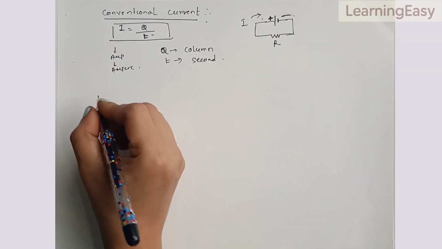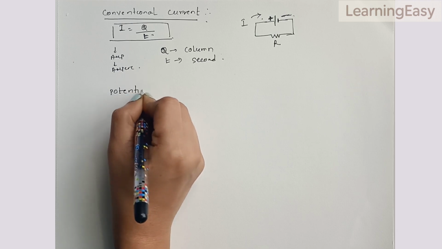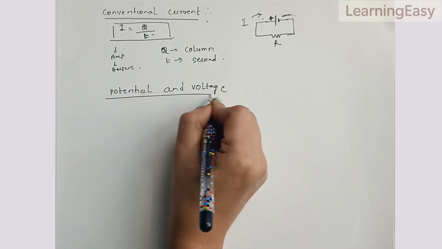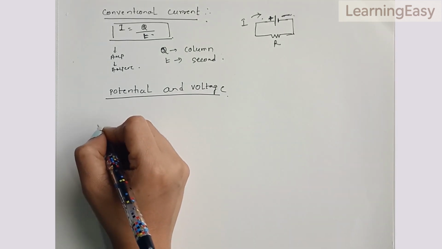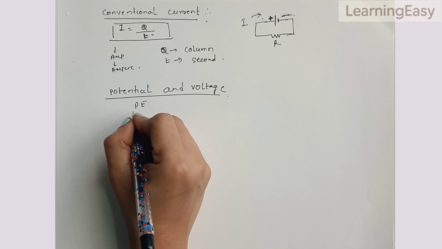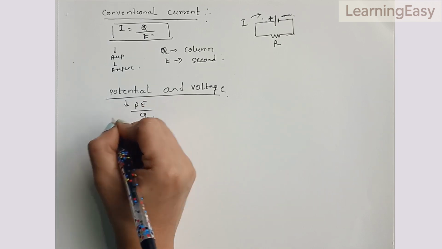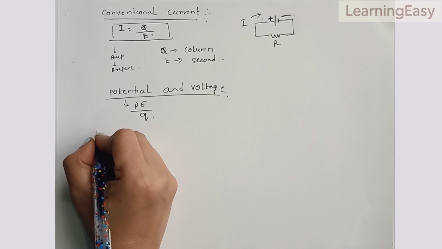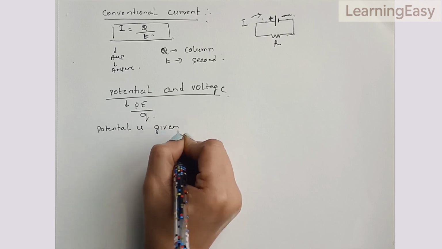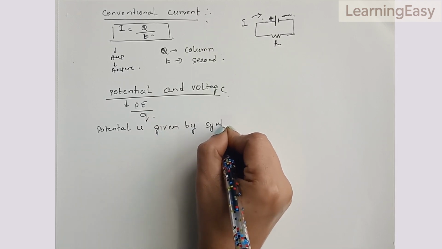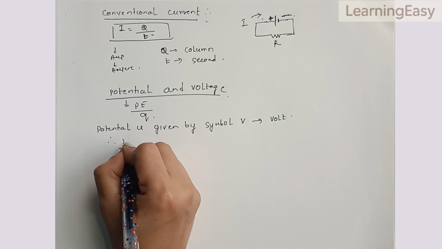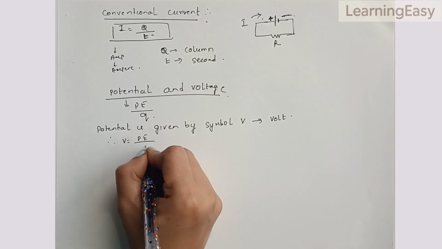Next, let's discuss what is potential and voltage. Potential, or electric potential, is defined as the ratio of potential energy to charge. This is your potential, or you can say electric potential. Potential is given by the symbol V and its unit is volt. Therefore, V is equal to PE divided by Q.